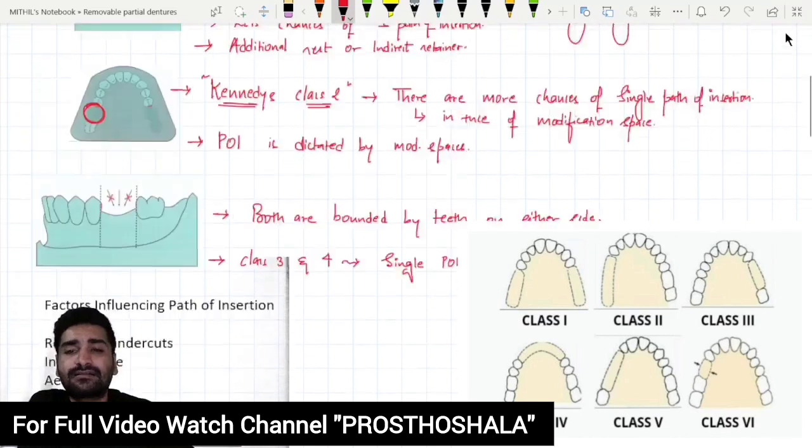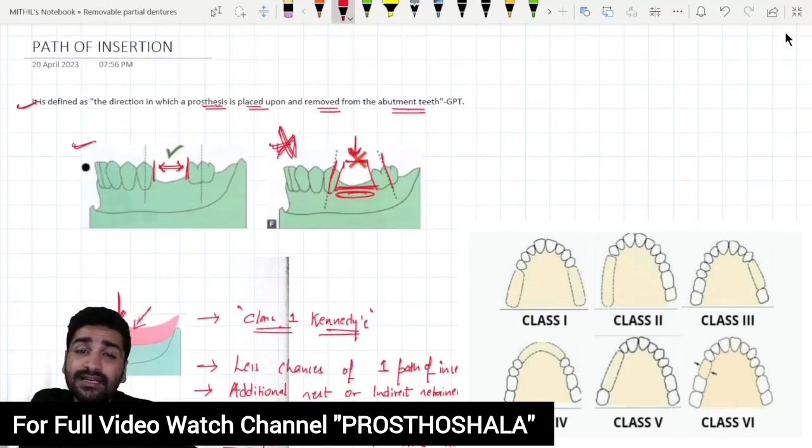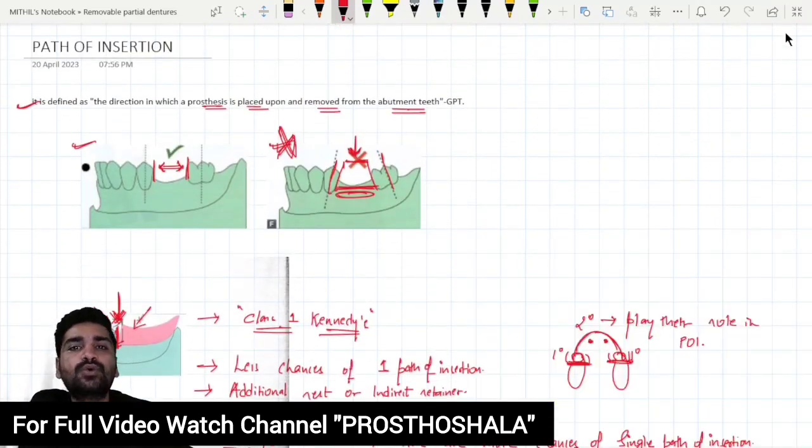Now this was about various clinical situations, that is in Kennedy class 1, 2, 3 and 4.